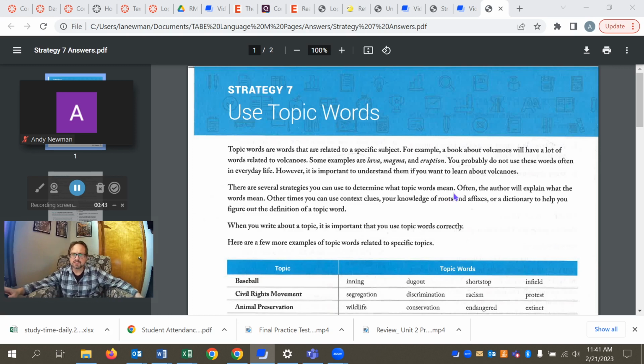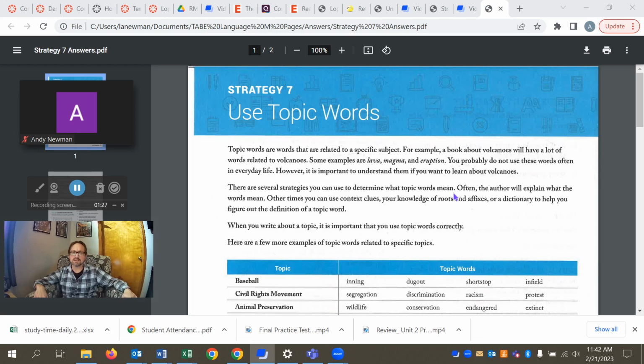Okay, topic words are words that are related to a specific subject. For example, a book about volcanoes will have a lot of words related to volcanoes. Some examples are lava, magma, and eruption. You probably do not use these words often in everyday life, or you may use them in a different context with a different meaning. However, it is important to understand them if you want to learn about volcanoes. There are several strategies you can use to determine what topic words mean. Often the author will explain what the words mean. Other times you can use context clues, your knowledge of roots and affixes, or a dictionary to help you figure out the definition of a topic word. Those strategies were discussed in Strategy 6, the previous lesson.